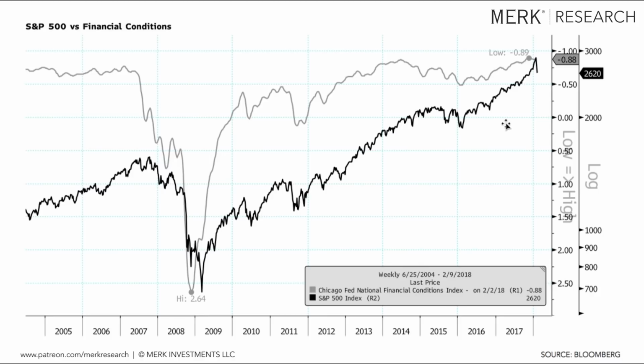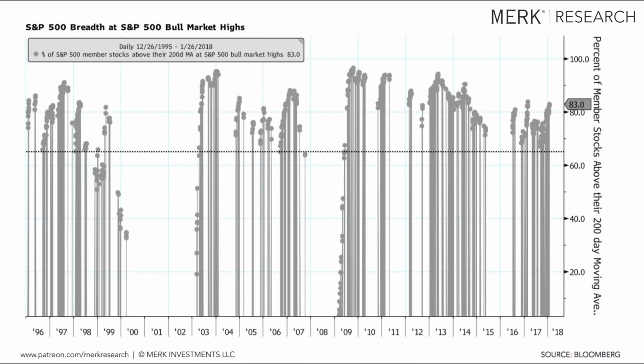So I still have a positive characterization on this chart. What would get me negative, as I said last time, is to see financial conditions deteriorate through this negative 0.50 level. All right, let me talk a little bit about market breadth.